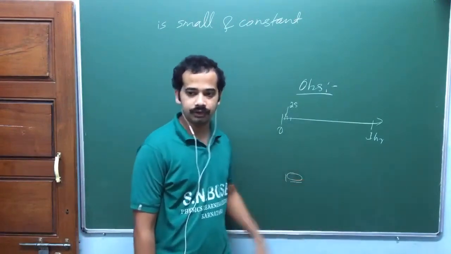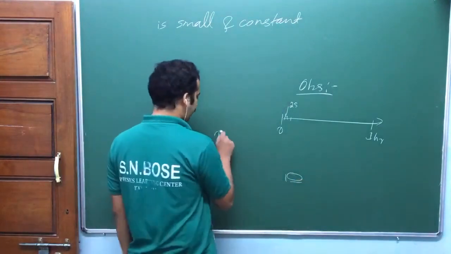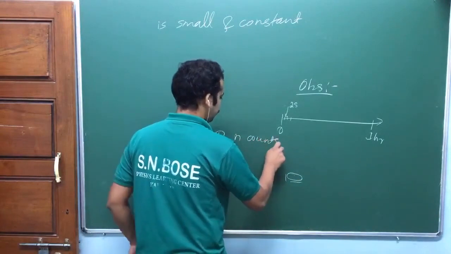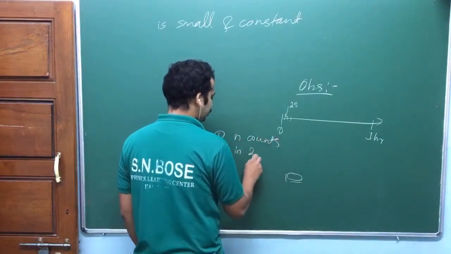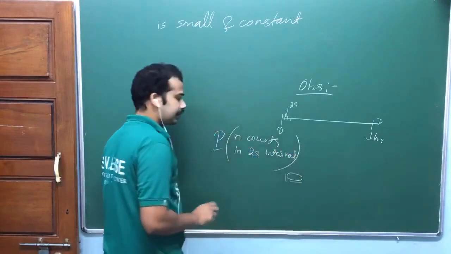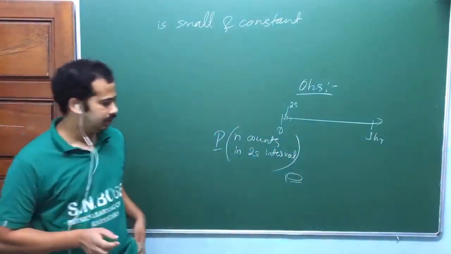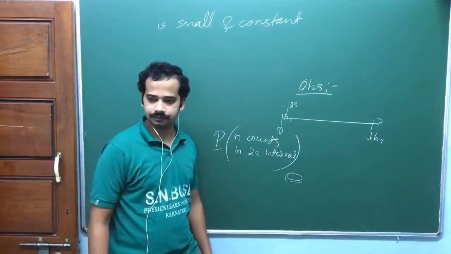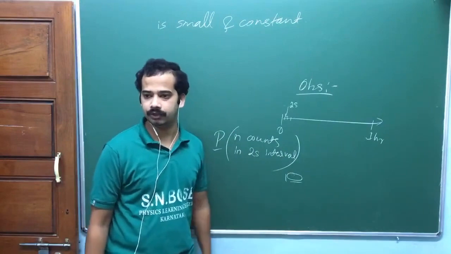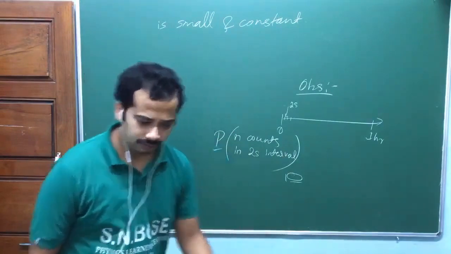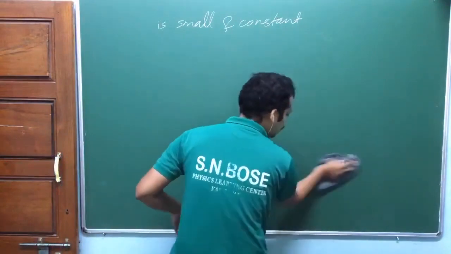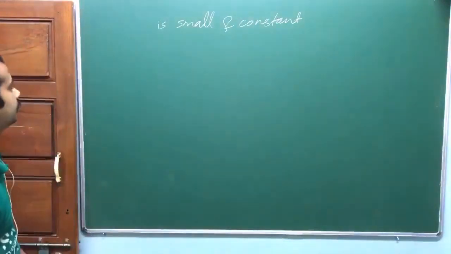In that kind of situation, we can talk about the probability of some n counts in some 2-second interval, the probability of getting some particular value of count in some time interval. That probability will be very small actually. We shall apply that, and once we apply it, you will understand this. So try to read some book about this.